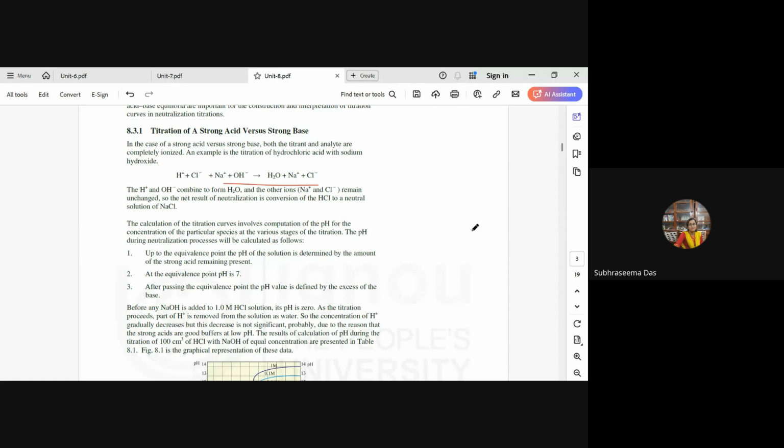So the calculation of the titration curves involves the computation of the pH for the concentration of the particular species at the various stages of the titration. The pH during neutralization processes will be calculated as follows. First, up to the equivalence point, the pH of the solution is determined by the amount of the strong acid that is present. At the equivalence point, the pH is 7. After passing the equivalence point, the pH is defined by the excess of the base.